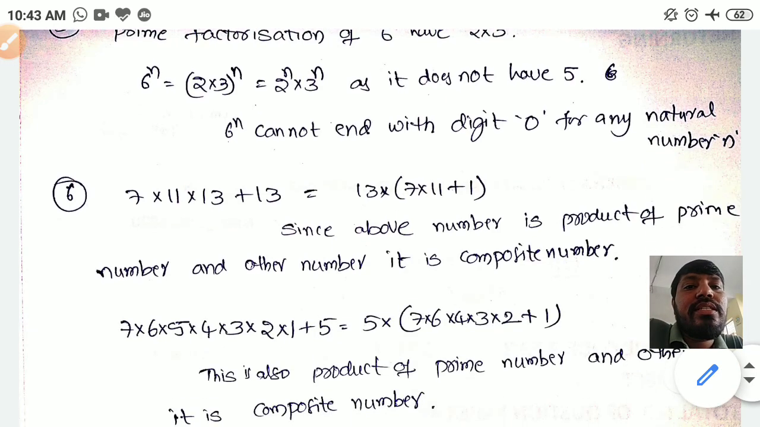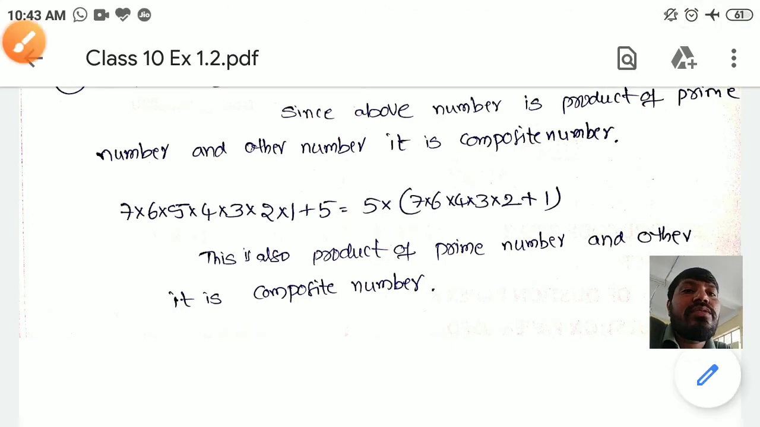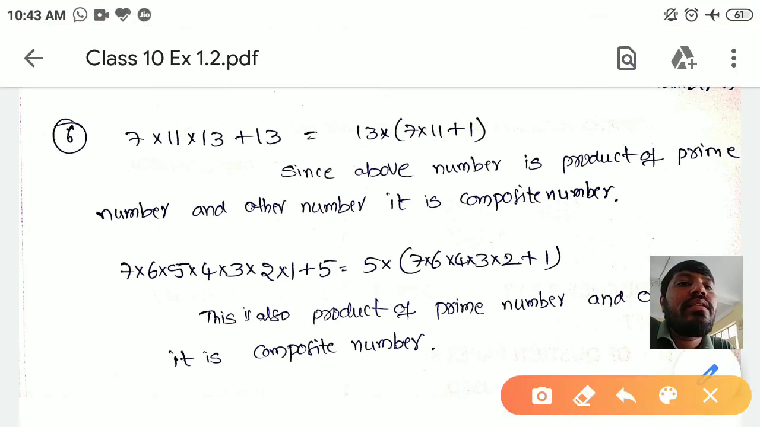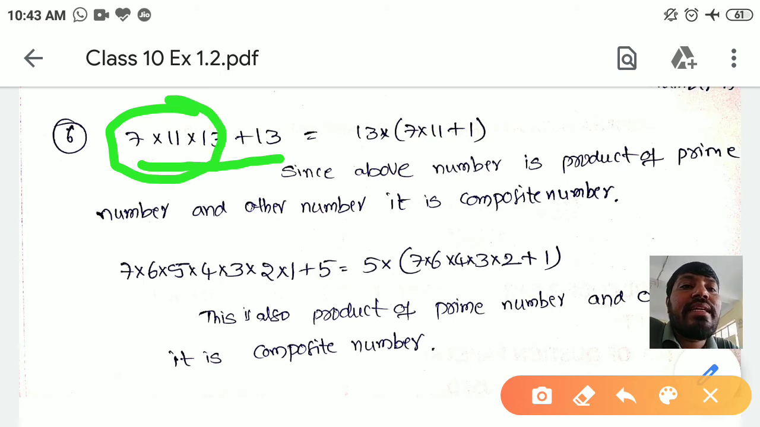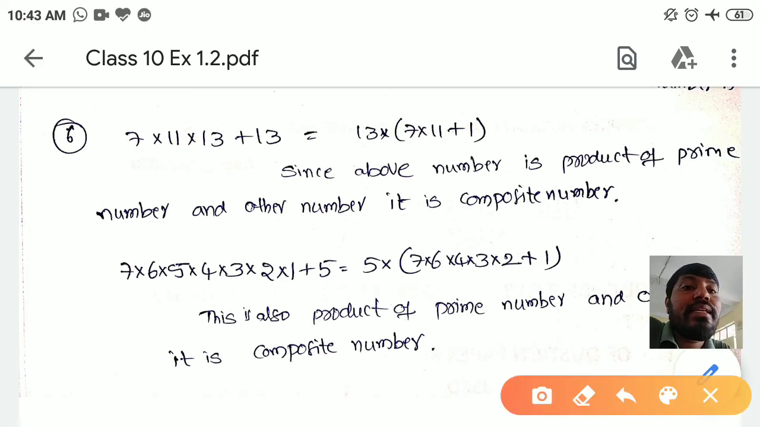And coming to the sixth one, the question is given that 7 into 11 into 13 plus 13 is a composite number. So you have to prove it. Actually you are not supposed to multiply this product and add 13 and find out. Nothing like that is required. If you see, from these two terms 13 is taken common. So if you take 13 common, then you can write it as 13 into (7 into 11 plus 1).